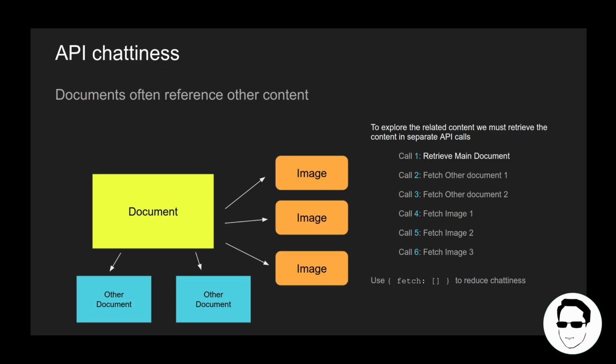To reduce API chattiness, you can prefetch content with the fetch attribute that we will be talking about. In the tutorial today, we'll first naively implement retrieving recipes-related documents, and we'll end up replacing them with the proper prefetching approach.